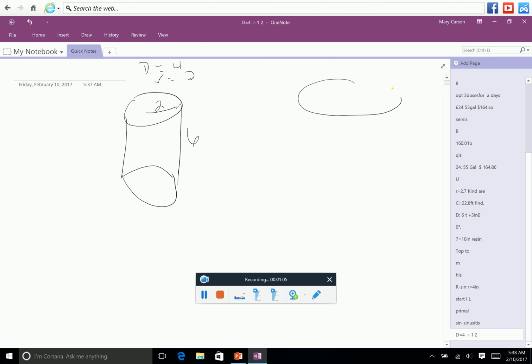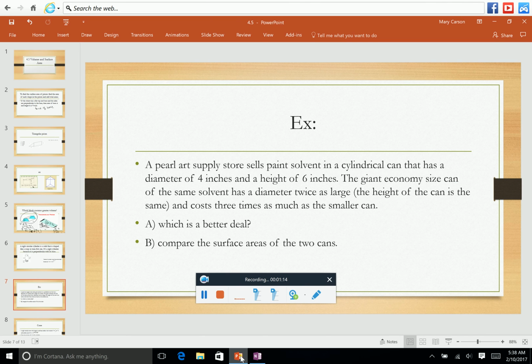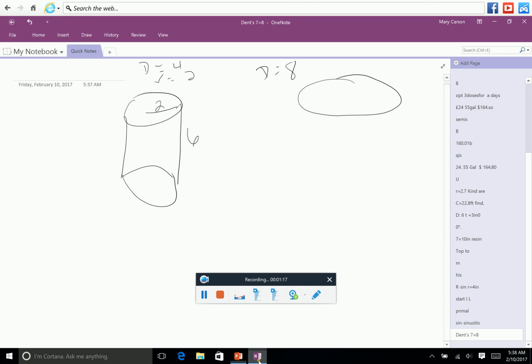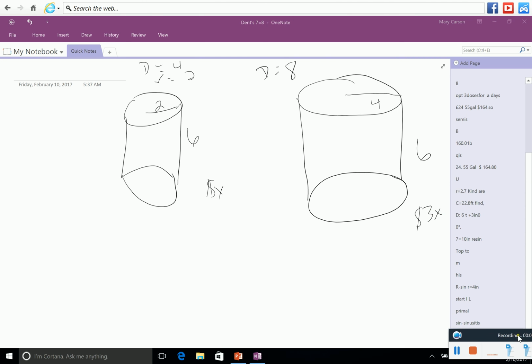And then a giant economy size has a diameter of 8, right? I think. Let's go back and look. Yep, twice as large. So twice as large as 4 would be 8. So that means it has a radius of 4 and the height is the same. So we know this one costs this, and this one costs 3 times as much. We don't know how much it costs. So let's find the volume.